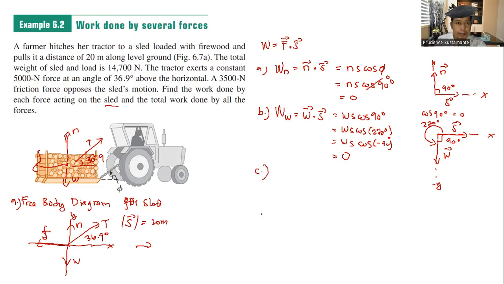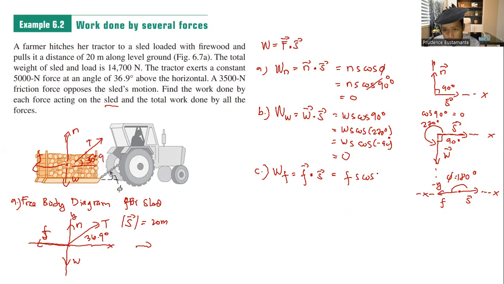How about letter C? The work done by the friction force, where the displacement is equal to F times S cosine of the angle. So let's determine the angle with a sketch. This is the displacement along S. However, the friction force is in the opposite direction, along the negative x direction. So the angle between them, phi, is 180 degrees.